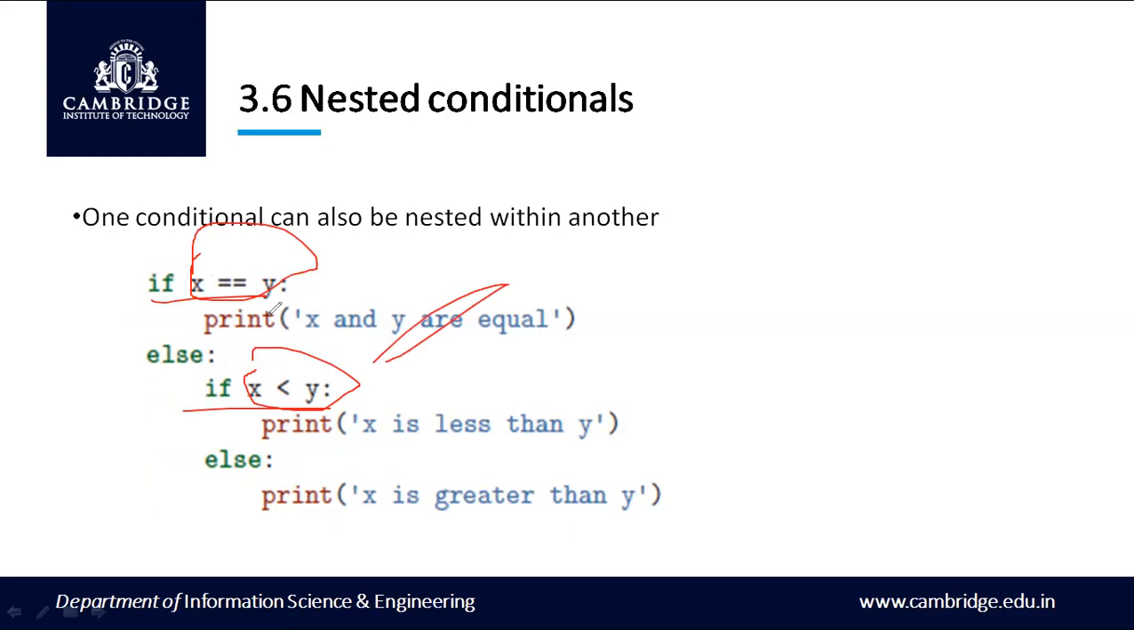Here in this example, it is about if x is equal to y. So two operands are compared here. If it is true, then x and y are equal. If this is not true, it goes to the else part. In the else part, we have one more condition, that is if x is less than y. If the value of x is less than y, then x is less than y will be printed. Again, if this condition becomes false, then it goes to the else part, that is x is greater than y will be printed.